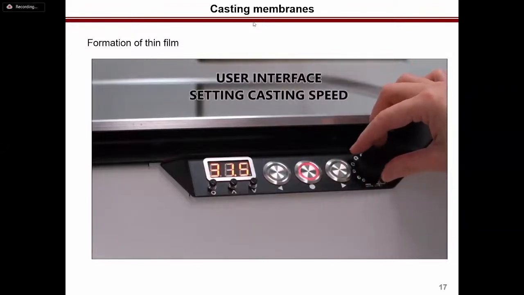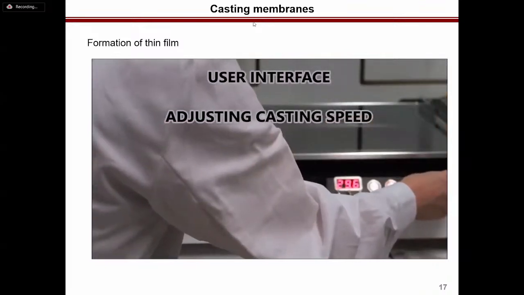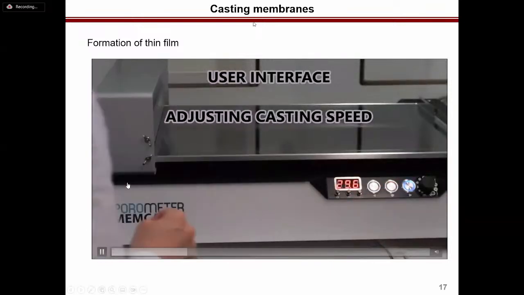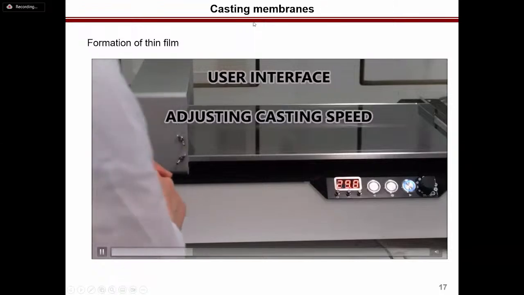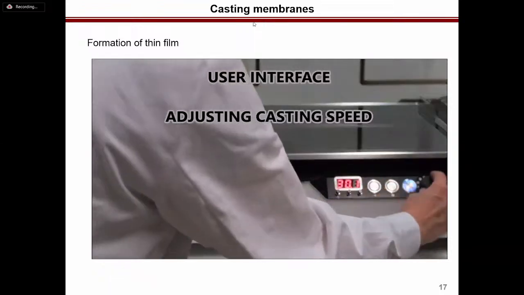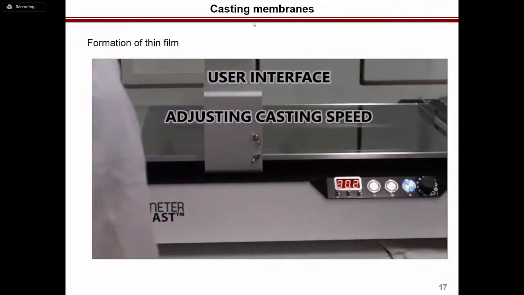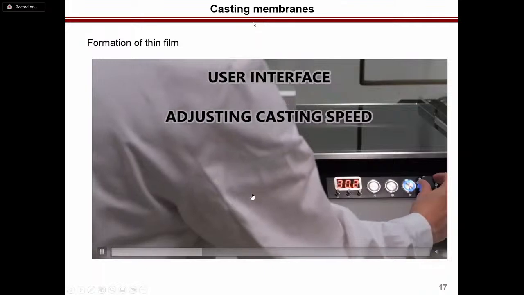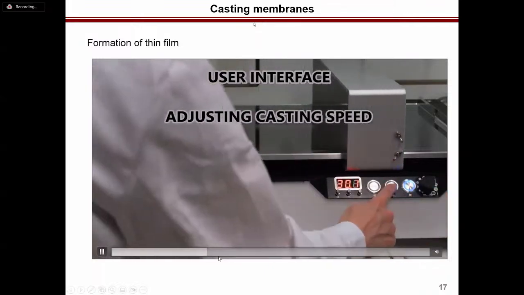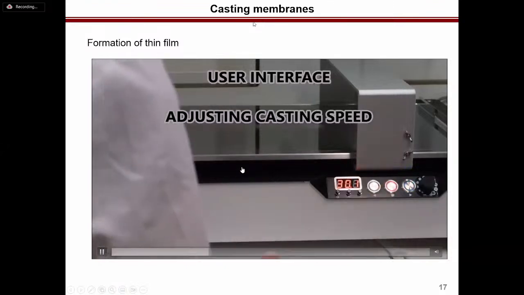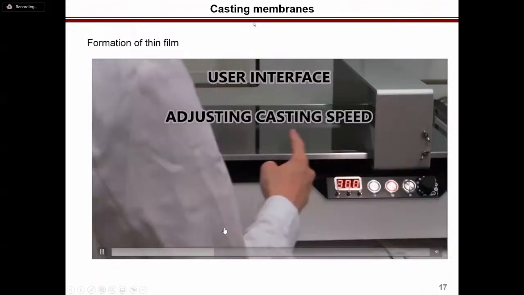It's not very complicated. So it's simply you have the knife, as you see, and the casting speed. In the knife that I showed you before, you put your polymer solution and then it just moves. So you can cast your membranes on the glass. Usually we use the glass plates, the one on the bottom. This shows you how to adjust the casting speed and so on.